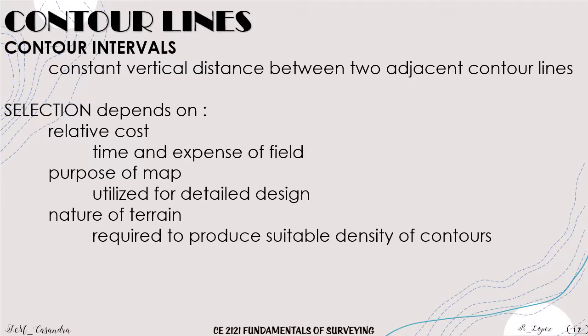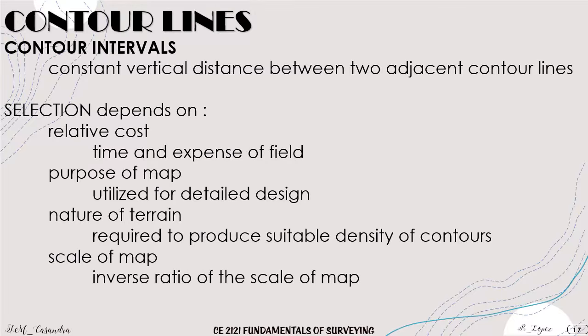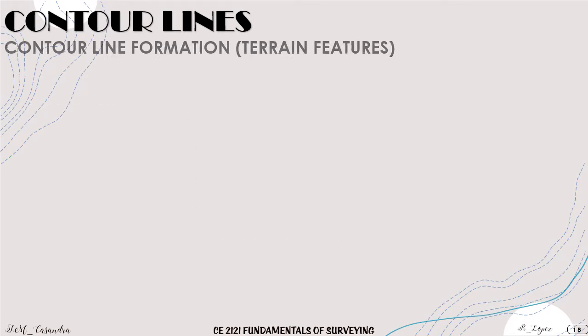If we have a flat terrain, then we could use farther or longer contour intervals. But if we have a steeper topography or terrain, then we'll need more control points. Then we have the scale of the map. The contour interval will be the inverse ratio of the scale of your map. So we have the formation of your contour lines.